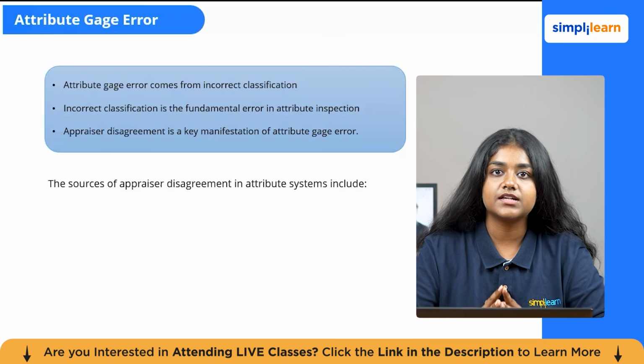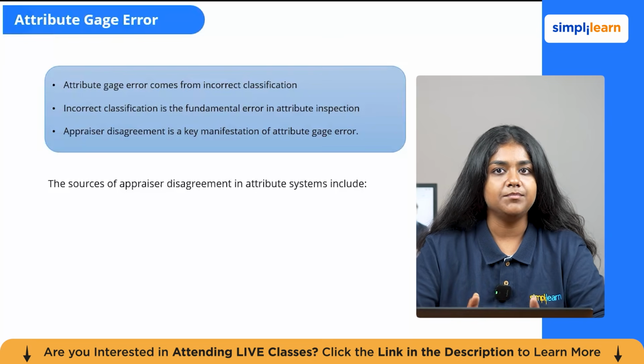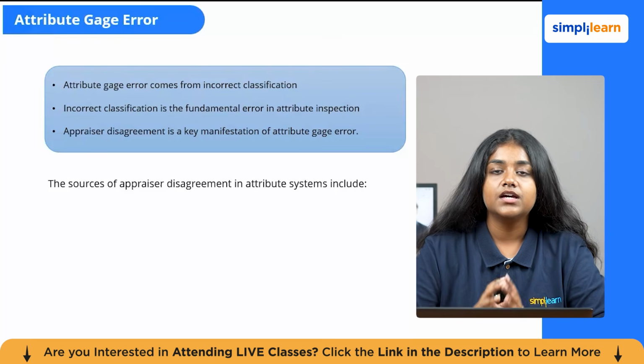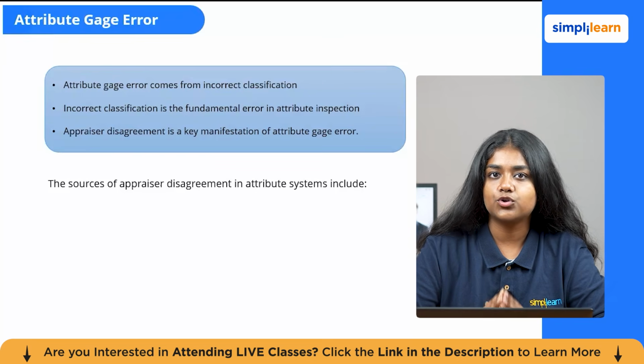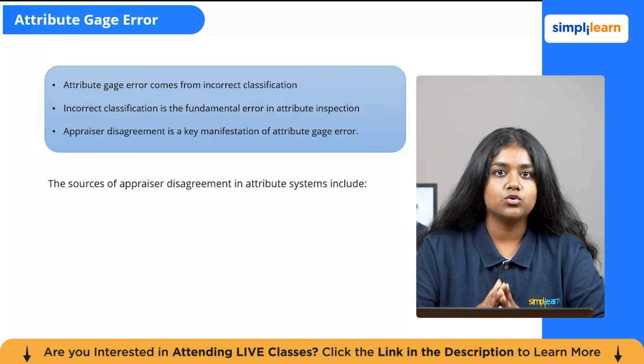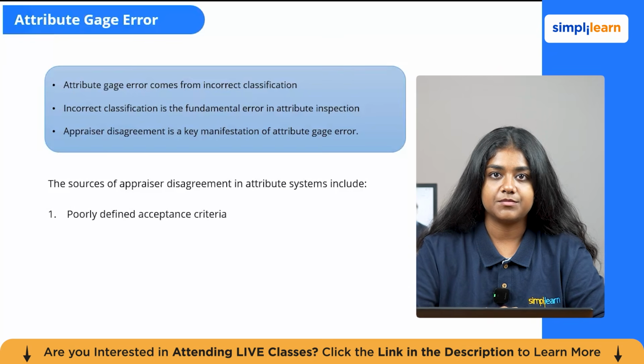Appraisal disagreement is a key manifestation of attribute gauge error. If two inspectors look at the same part and one says pass while the other says fail, that's a disagreement. If the same inspector looks at the same part on two different occasions and gives a different answer, that's also an error. The sources of appraisal disagreement in an attribute system include poorly defined acceptance criteria.